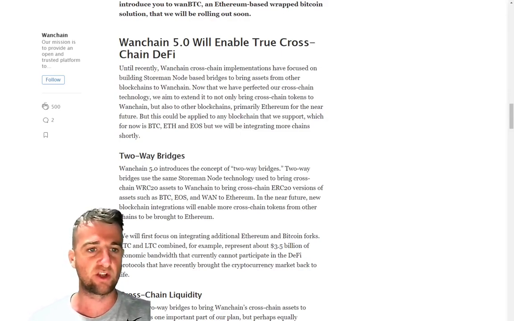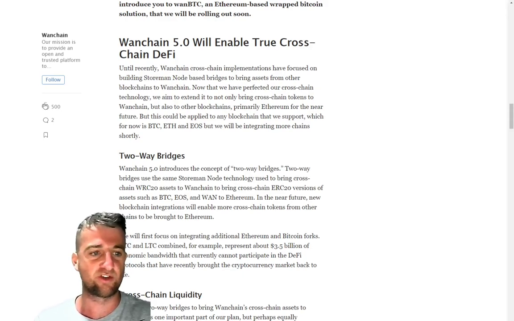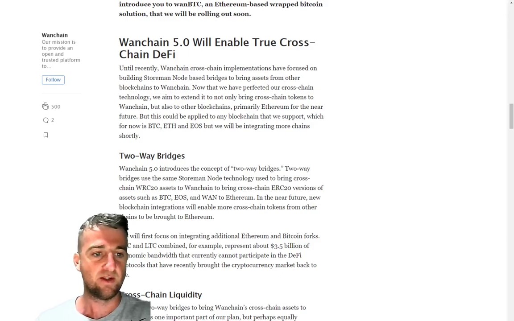Until recently, Wanchain cross-chain implementations have focused on building Storm and node-based bridges to bring assets from other blockchains to Wanchain. Now that we have perfected our cross-chain technology, we aim to extend it not only to bring cross-chain tokens to Wanchain, but also to other blockchains. Primarily Ethereum for the near future, but this could be applied to any blockchain that we support, which for now is BTC, ETH and EOS, but we will be integrating more chains very soon.